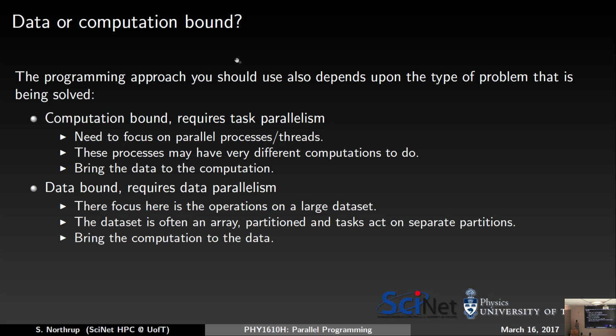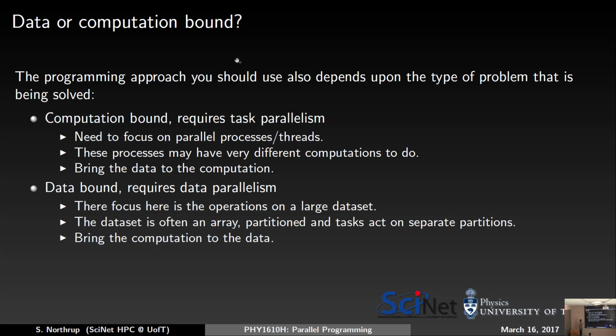The other thing to think about is what type of problem you're really working on. Is it data bound or computational bound? Now, most of the time when we think about parallel, we usually think about compute bound. Oh, it's taking me 10 hours for this job to go, and if I broke it up, I can actually run it faster because of the amount of iterations I'm taking. Here you focus on parallel processes and threads. How do I add more heavy lifting to this? Do I need more processors? Do I need more threads? How do I break it up? They have very different computations to do, but in this case you want to bring the data to the computation. So you split it up or you keep it up for that type of workload.